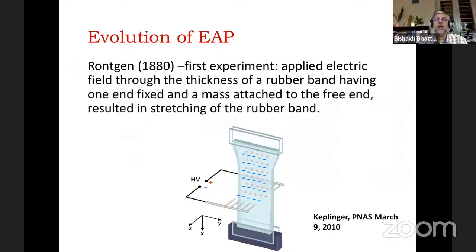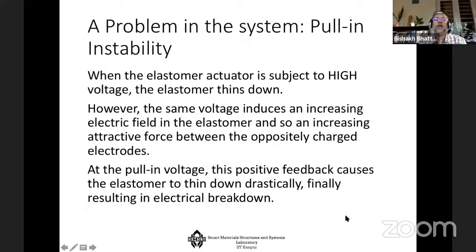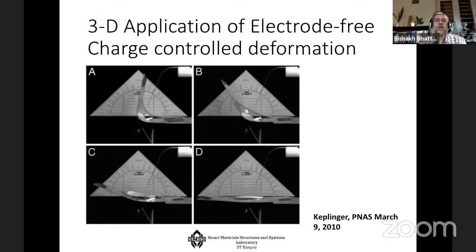Now, once again, this was observed long before 1880 by Röntgen in one of his experiments, that a rubber band actually shows this kind of deformation. But it was only in 2010 that Keplinger and colleagues understood the mechanism. What they found is that there is a pull-in voltage beyond which an instability develops in the system, and the dipoles start to attract each other.